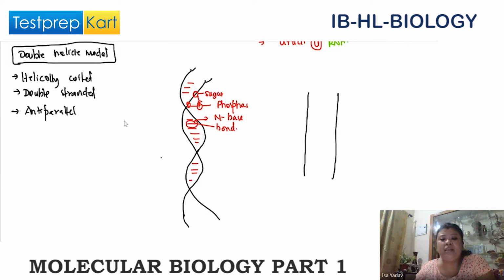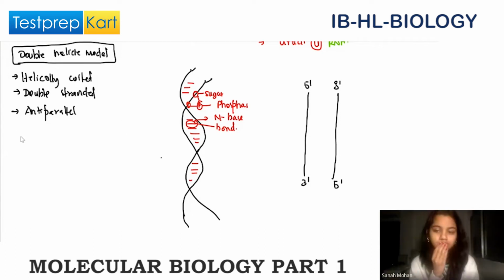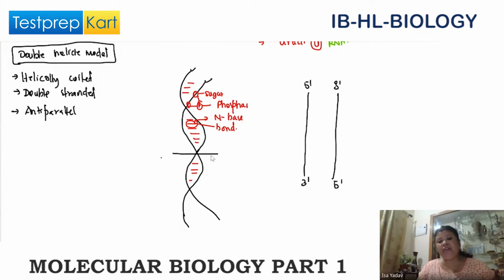They're anti-parallel. That means they're running in opposite directions. If we call this 5 prime, then this will be 3 prime. Opposite: this is 5 prime, this is 3 prime. Anti-parallel. Okay. Then the diameter of DNA is 20 angstrom.